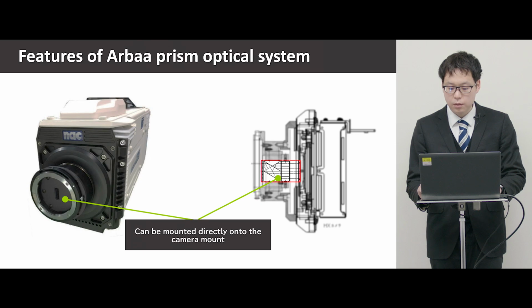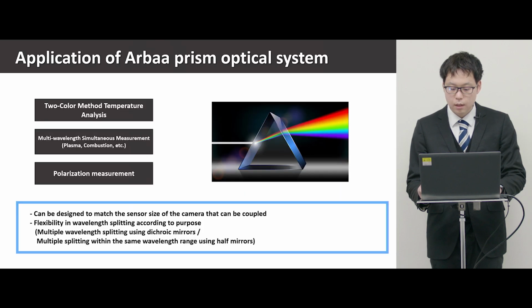The alpha prism features an ultra-compact design that fits between the lens and the camera sensor, enabling it to be built into the camera F-mount adapter. So simply swapping the mount allows switching between standard camera photography and four-wavelength photography. As an application of the alpha prism, it can meet requirements such as two-color temperature analysis, simultaneous multi-wavelength measurement in plasma and combustion, and polarization measurement.